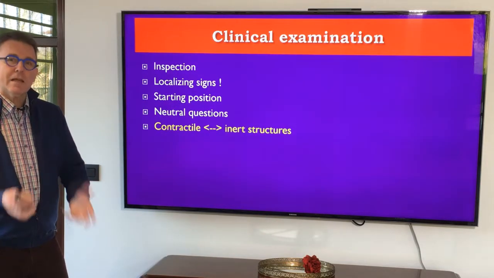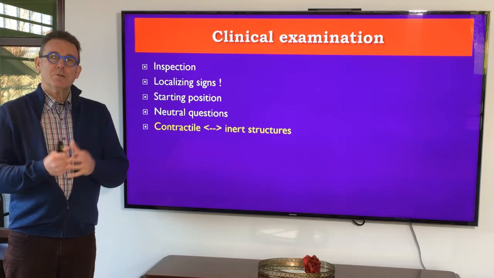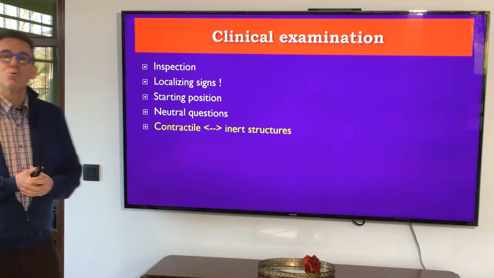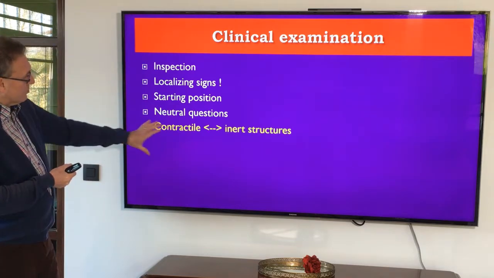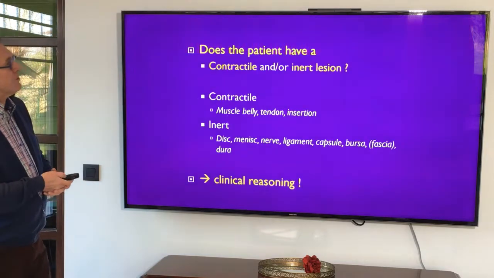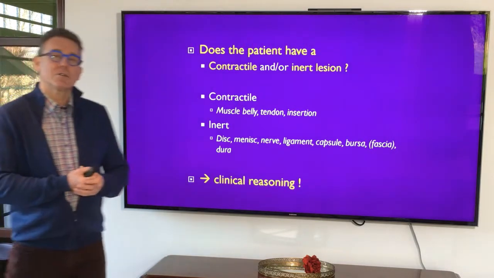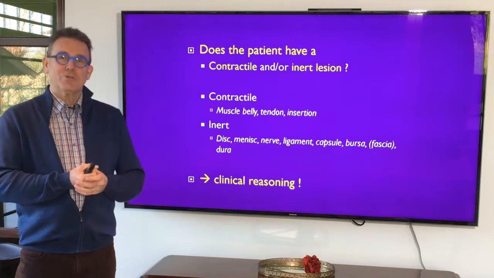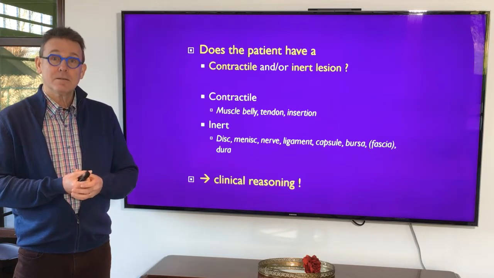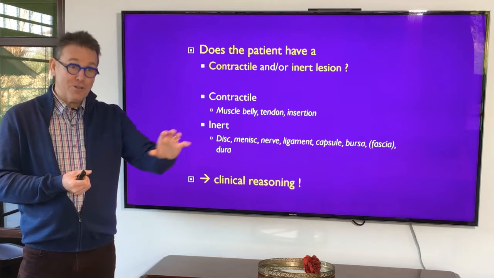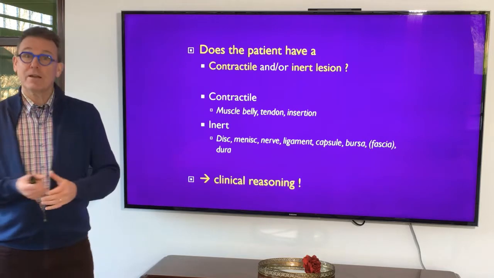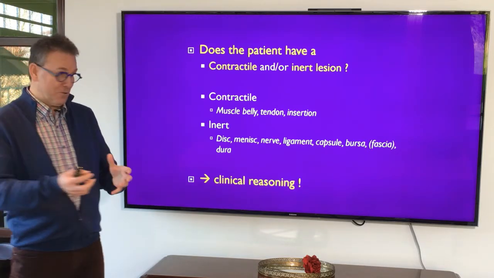One of the typical elements in the Cyriax clinical reasoning system is that we're going to make a distinction between, on the one hand, the contractile structures and on the other hand, the inert structures. So when you did your functional examination, then you ask yourself the question, what did we see? Does the patient have an inert lesion and or a contractile lesion? That's going to be the clue.